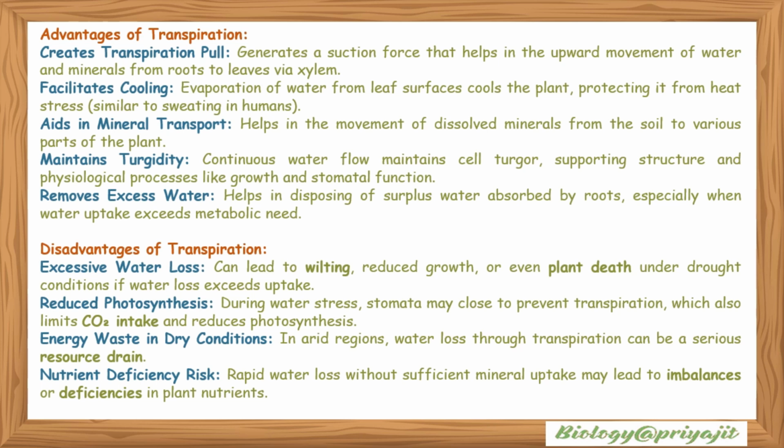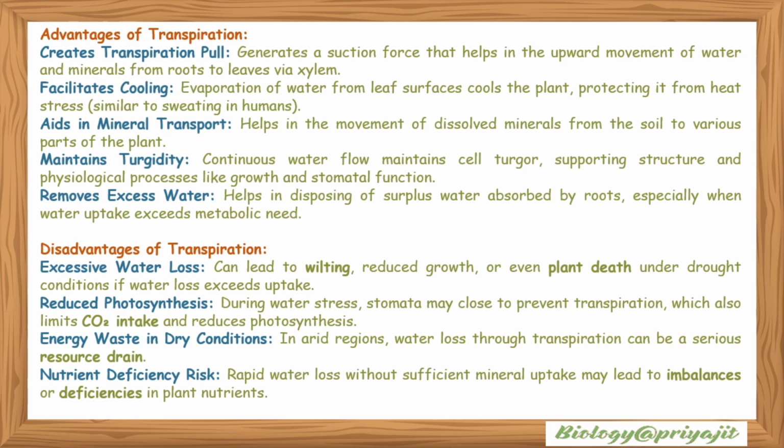metabolic need. Disadvantages of transpiration: excessive water loss can lead to wilting, reduced growth, or even plant death under drought conditions if water loss exceeds uptake. Reduced photosynthesis during water stress: stomata may close to prevent transpiration, which also limits carbon dioxide intake and reduces photosynthesis. Energy waste in dry conditions: in arid regions, water loss through transpiration can be a serious resource drain. Nutrient deficiency risk: rapid water loss without sufficient mineral uptake may lead to imbalances or deficiency in plant nutrients.